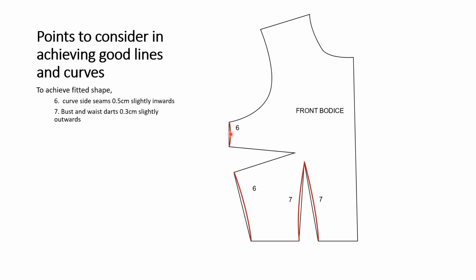Number 7, bust and waist darts 0.3 centimeters slightly outwards. So I'm giving an example of the waist dart here, and you can see at number 7 I have slightly gone outwards 0.3 centimeters and used the red line to show the illustration.